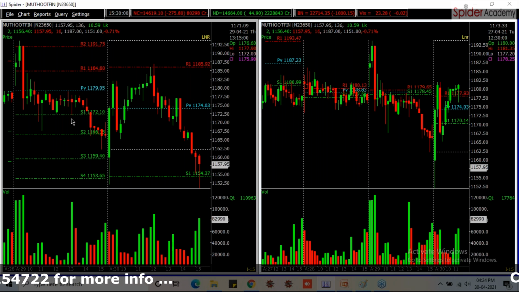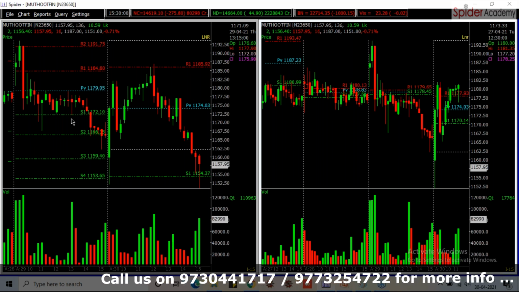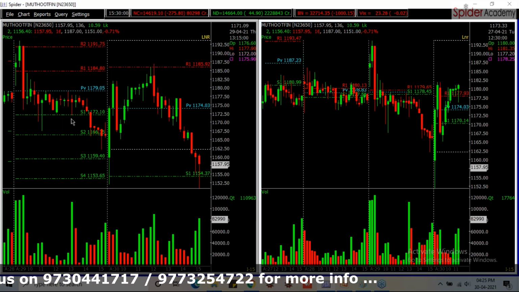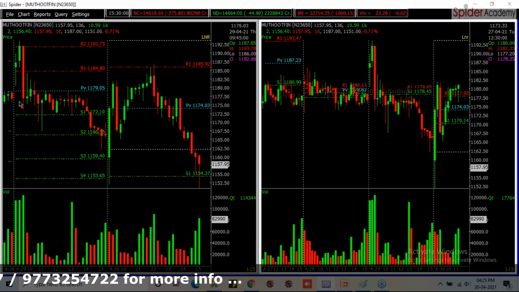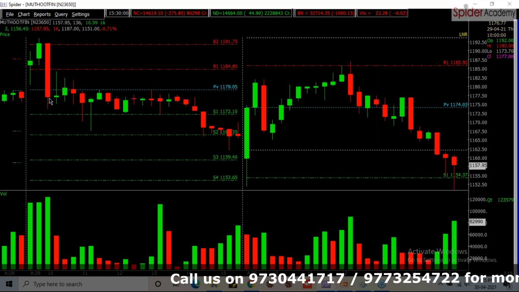Okay, where you can put your targets over there. And I would suggest you go for a 1:1 or 1:2 ratio. Okay, so what does that mean, 1:1 or 1:2 ratio? Let's say in Muthoot Finance, you're entering at this closing level. So this closing rate is at 1177.